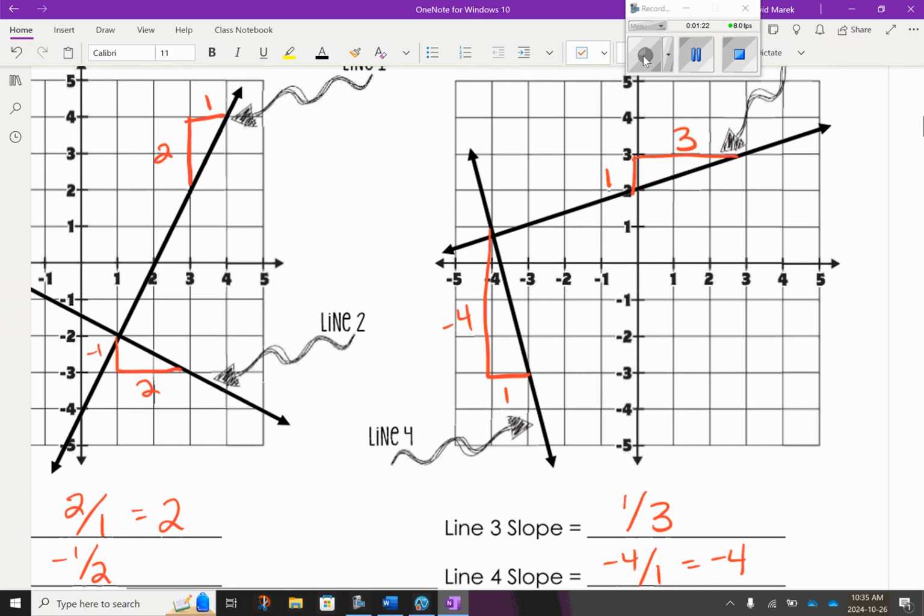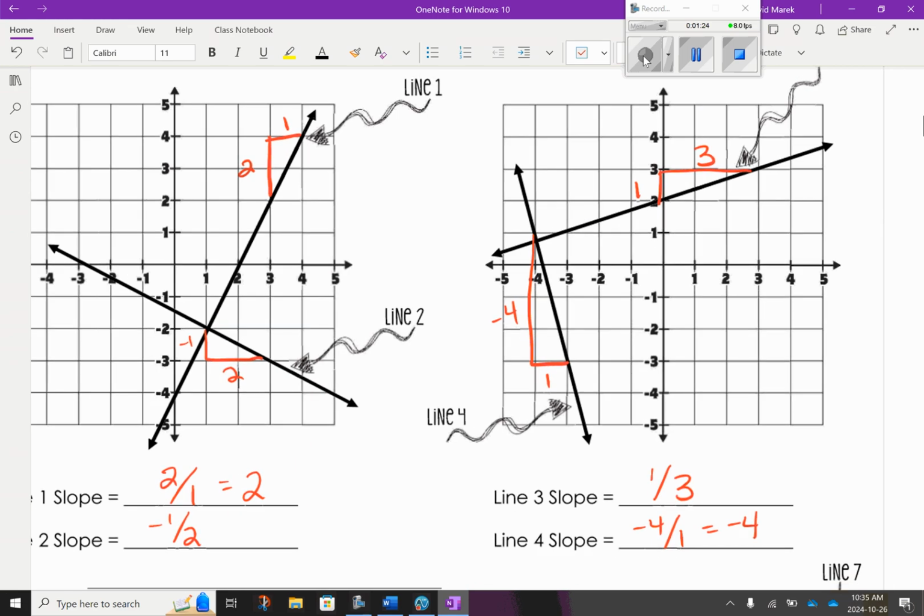All right, for the next graph, for line 3, we go up 1 and 3 to the right, so the slope is positive 1/3. For line 4, we have to go down 4 spaces and then 1 to the right. So that is a slope of negative 4 over 1. And again, we're going to simplify that to negative 4.